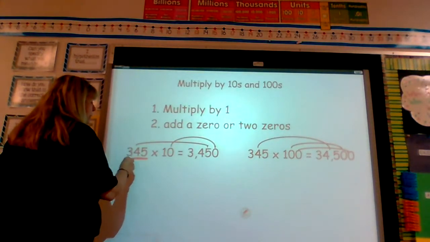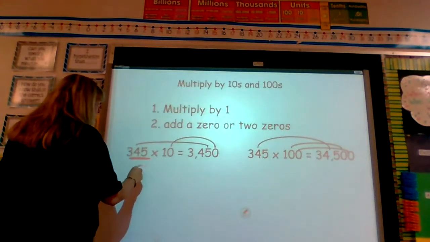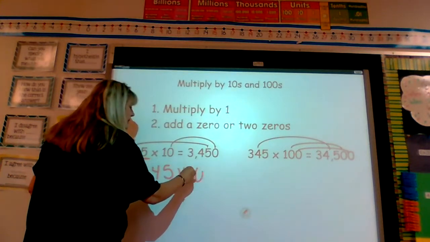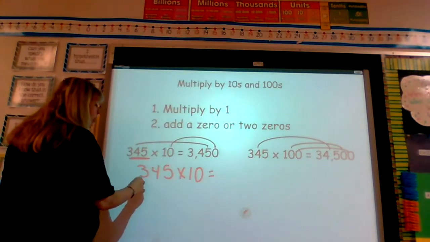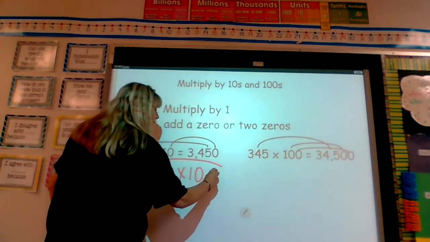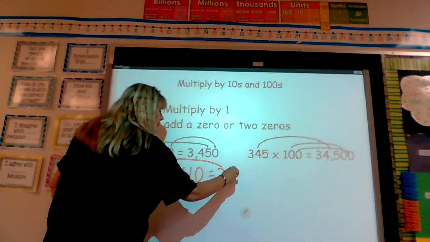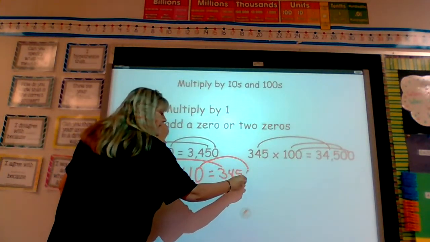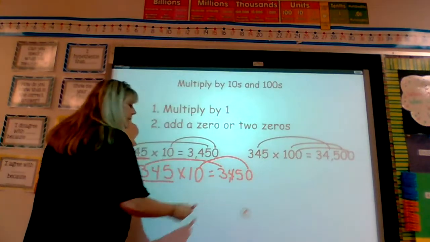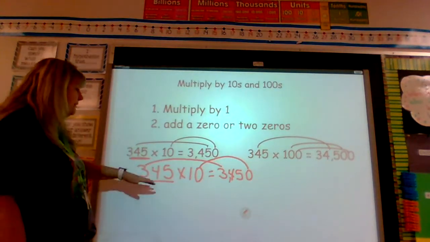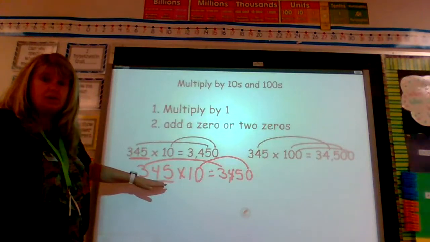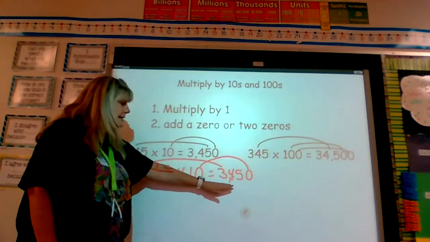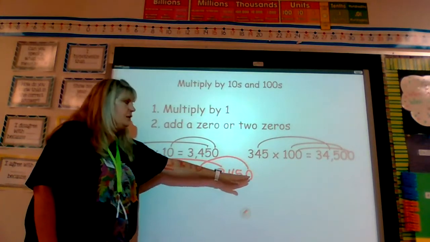They said, okay, we've got 345 and we are going to multiply it by 10. I'm going to rewrite it so you can see what they did. Okay, they took the whole number 345 and they rewrote it. And then they took the 0 from times 10 and they added it and it made it 3,450. And if you put 345 in a place value chart and you move it one place over to the left, it will jump into the thousands place and your number becomes 3,450.